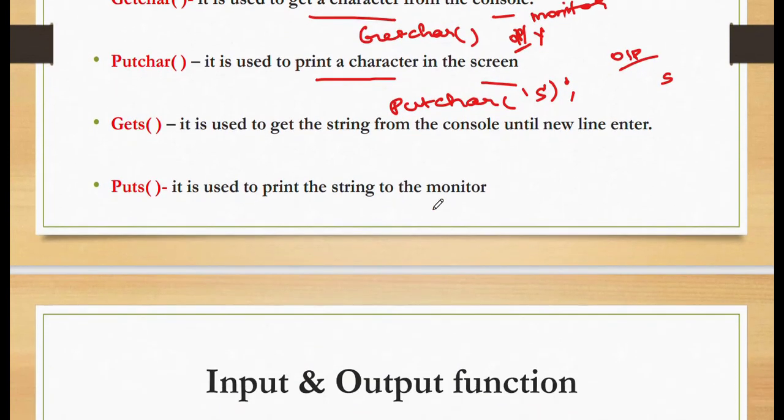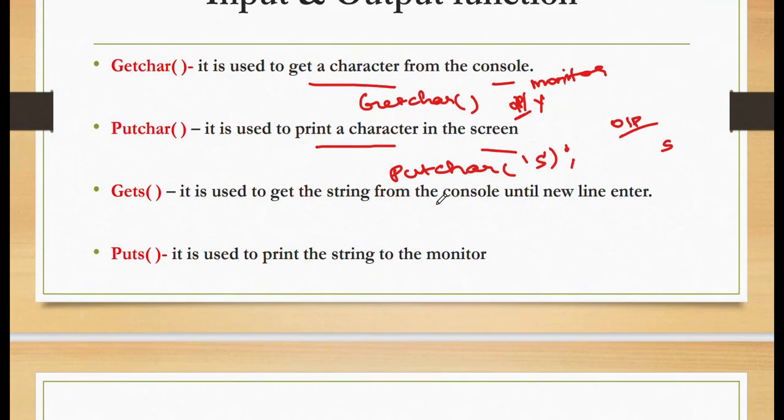That's it. And the next function is getS. getS is used to get a string from the console. It is used until you enter the new line. Okay, get string means you are entering the new line. Until you press enter, that will be considered for getS. For example, I am typing some line, okay, string, get the string. Whereas getChar, you are getting only a single character. Whereas get string, so, God is great. Okay.